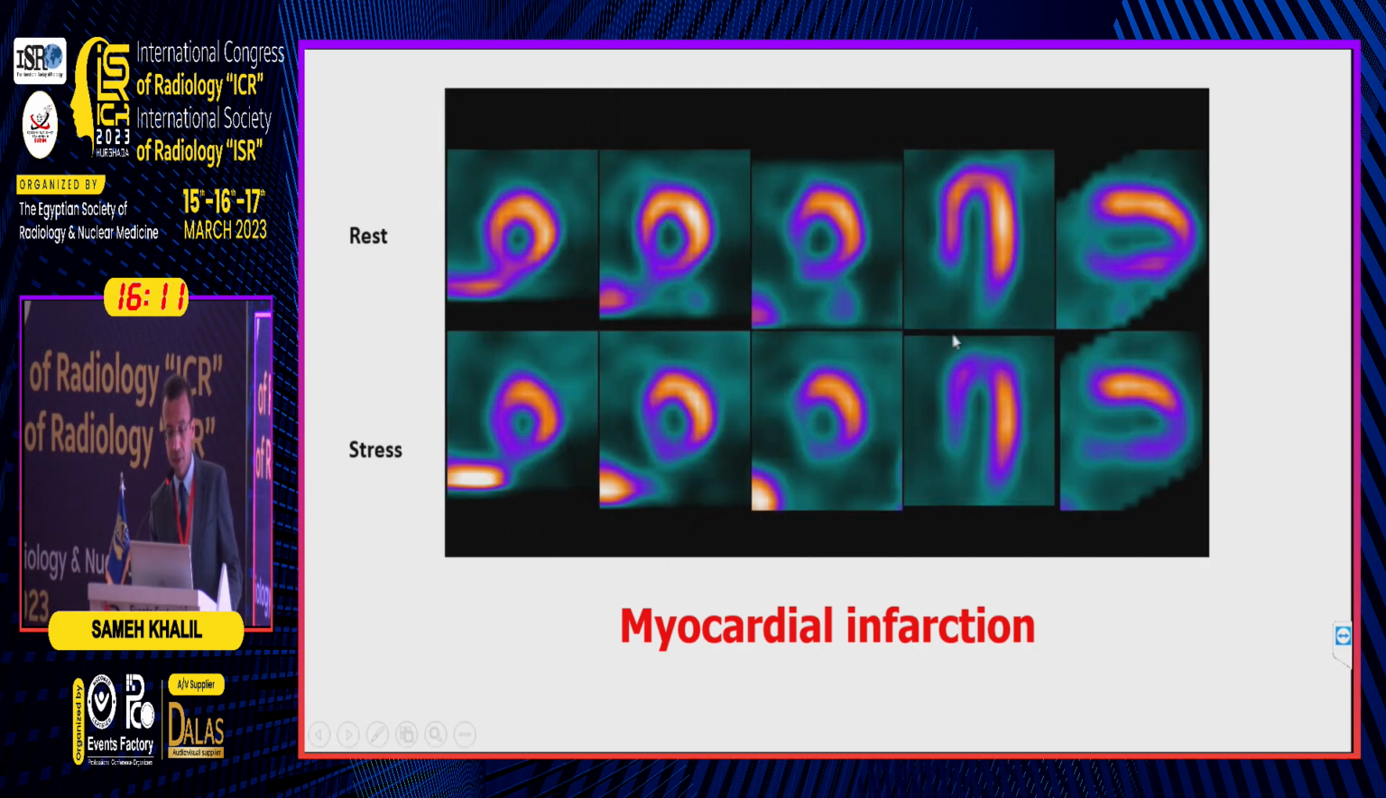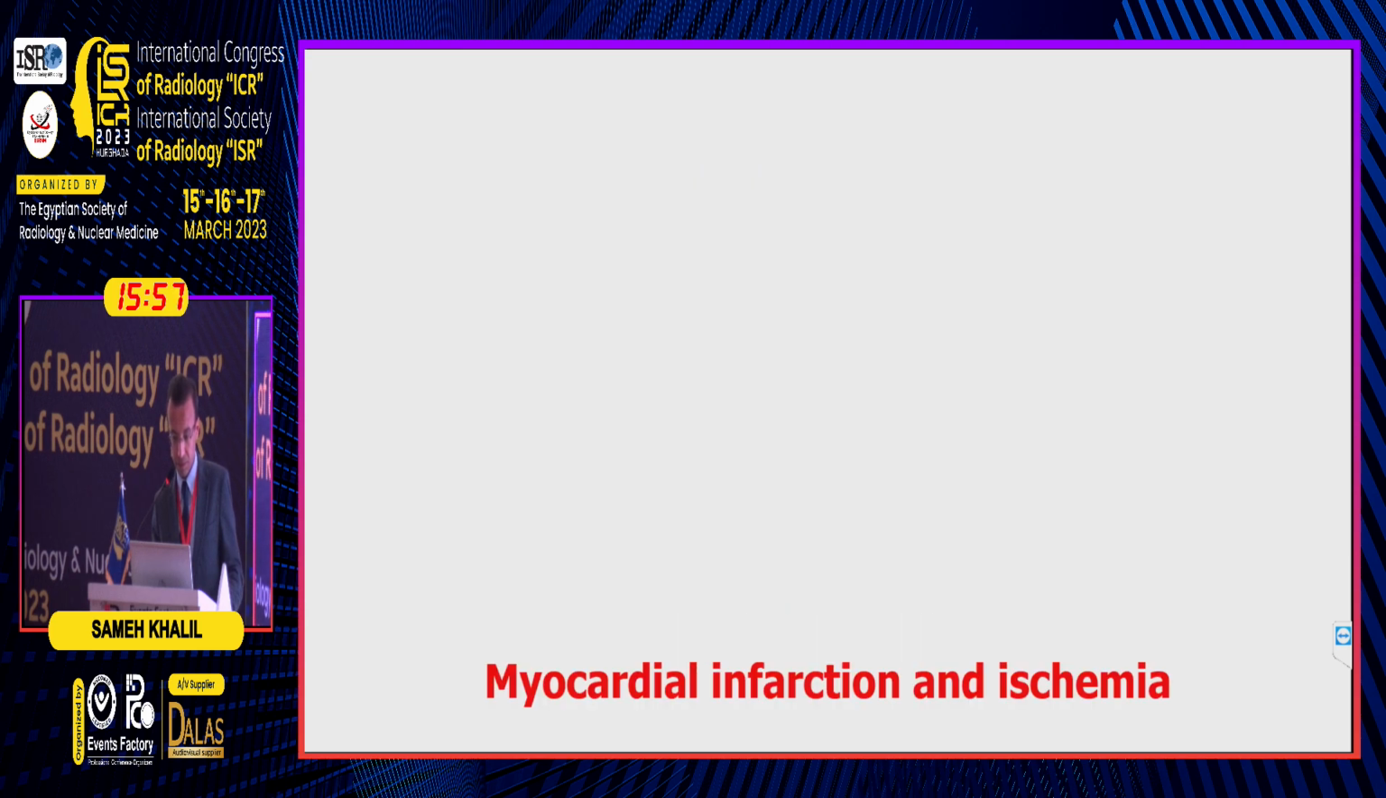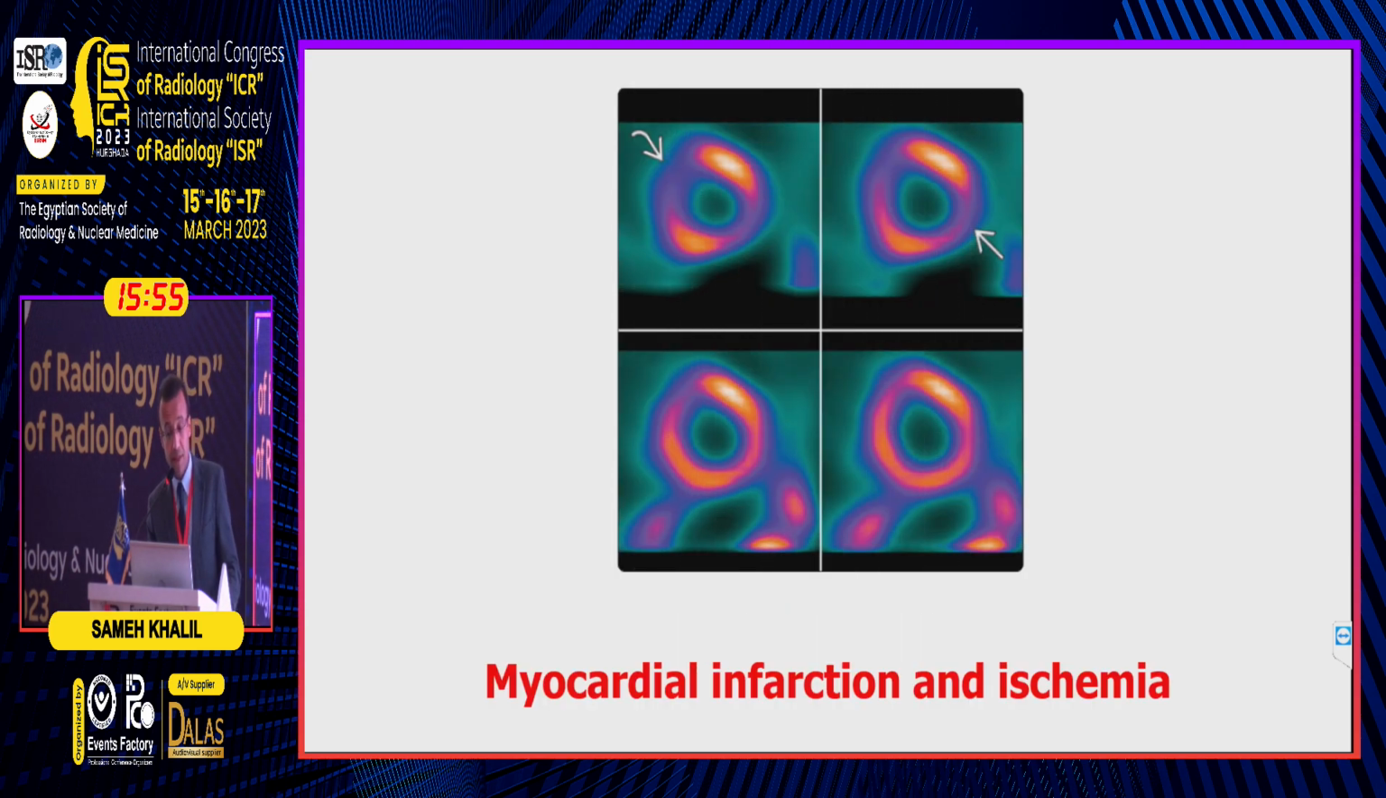This is a case of infarction. In stress images, we have reduced perfusion, which is not corrected during the resting images. Inferior wall infarction. And the combination of ischemia and infarction.